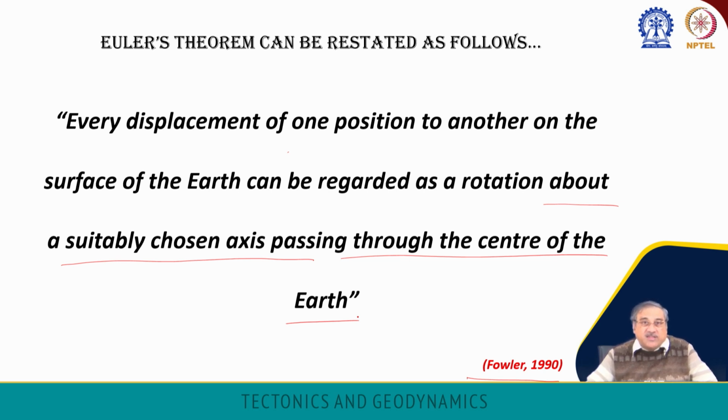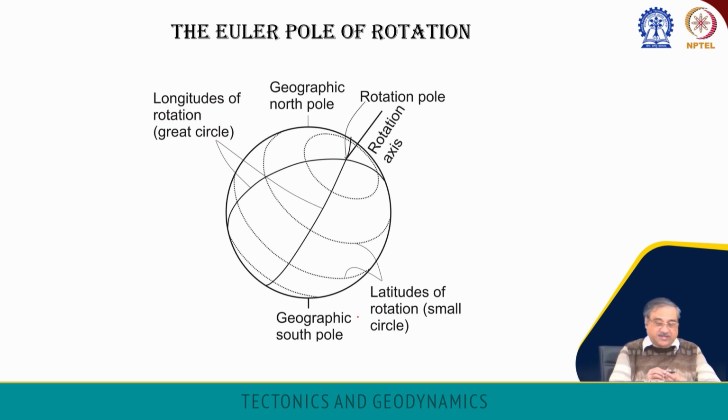Now, considering this, let's just move forward and see what this actually means. Now, what is the Euler pole? Now, this is with respect to the normal poles that we have. So, let's say this is the geographic north, this is the geographic south. The Earth actually rotates about this axis, which is the axis of rotation of the Earth. It passes through the center of the Earth.